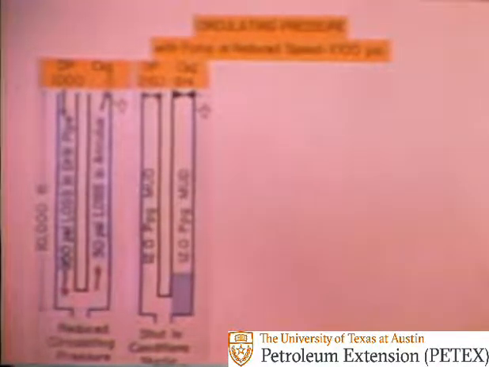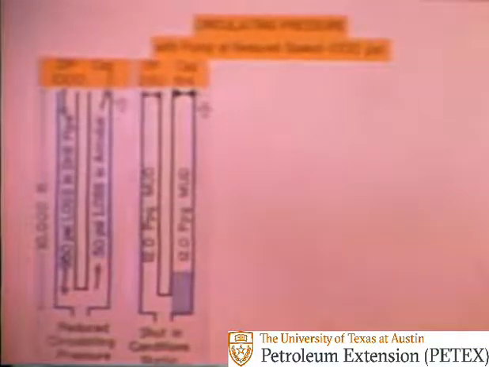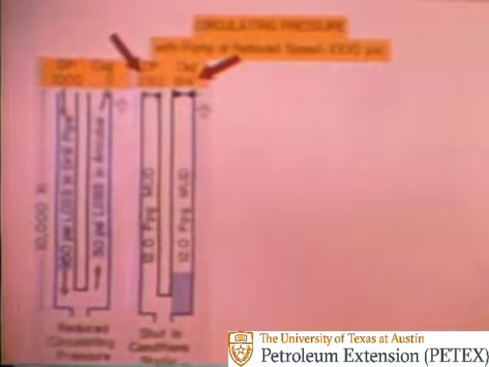Say that soon afterwards a kick develops and the well is closed in. The gauges on the drill pipe and casing are read, and it's found that the shut-in conditions are static with 260 psi on the drill pipe and 814 psi on the casing.